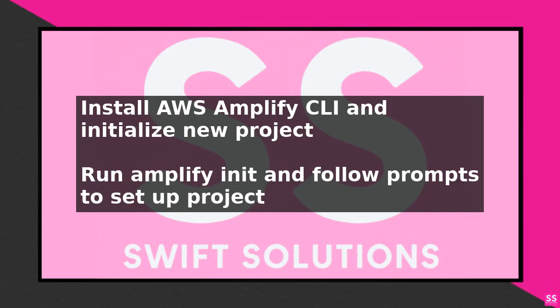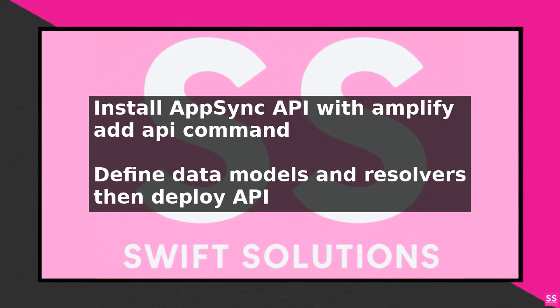Next, install the AppSync API by running the command amplify add api. Then select GraphQL and follow the prompts to set up your schema. Define your data models and resolvers. And then run the command amplify push to deploy your API to the cloud.